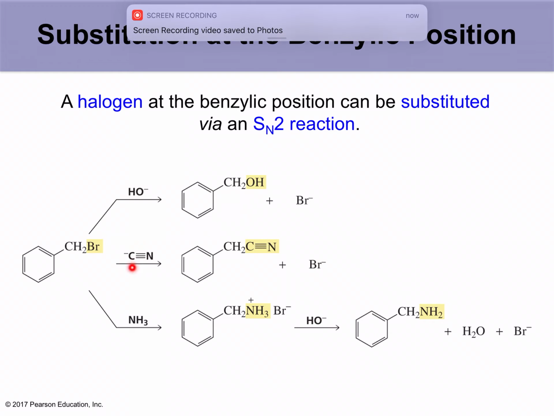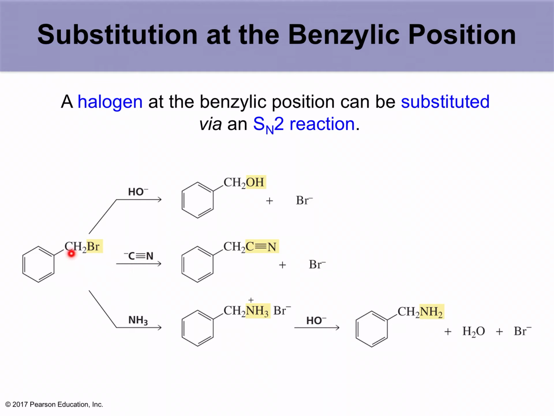And with cyanide, again in SN2 fashion it can add a cyano group on the benzylic carbon. With ammonia, you can have an ammonium group attached along with the bromide, and when you add a base, the bromide and then excess hydrogen will be lost to give you a benzylamine. Okay, so these are some of the reactions that can occur at the benzylic position.